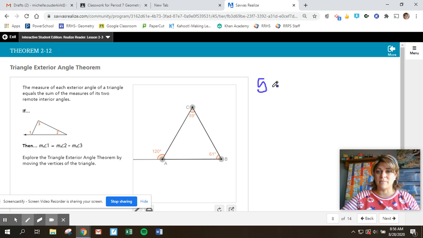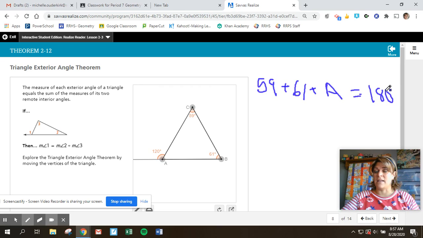So I have 59, and I know that my writing is terrible, plus 61, because I'm writing with a mouse, plus, we'll just say angle A, the interior angle, angle CAB, equals 180. Now that's the interior angles of a triangle. So if I go to this, I'm going to switch colors, and I'm going to say this 120 plus that angle A has to equal 180.